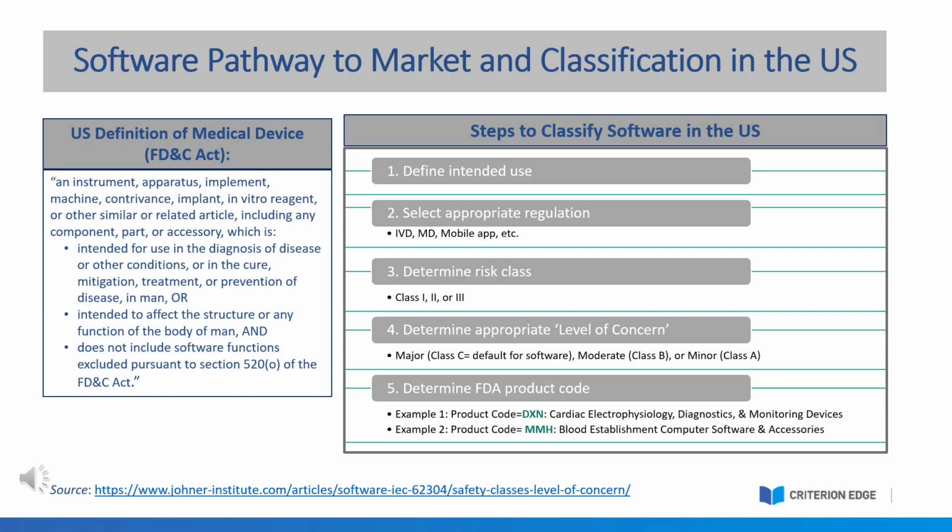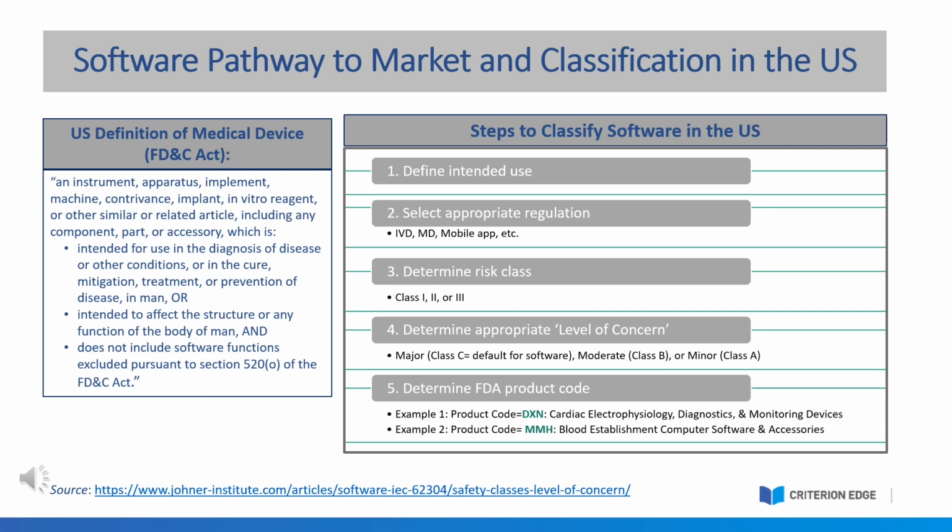Now, the first stop on the US regulatory roadmap is the same as in the EU. Define the intended use of the software. Next, you'll want to figure out which regulations and standards apply. Then you will determine the device risk class, so class 1, 2, or 3. In addition, the FDA does require that you assign a level of concern based on the guidance. These levels are minor, moderate, and major, or class A, B, or C.